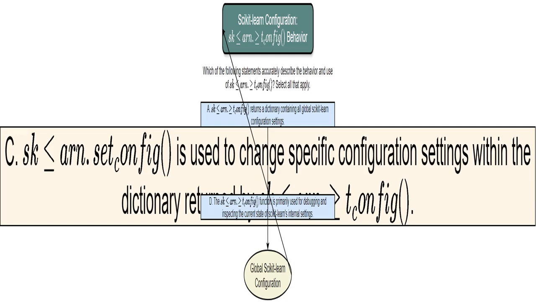This is also false. You do not change scikit-learn's settings by modifying the dictionary. Instead, we use set_config to make adjustments directly. It's the proper way to make changes to the scikit-learn configuration.